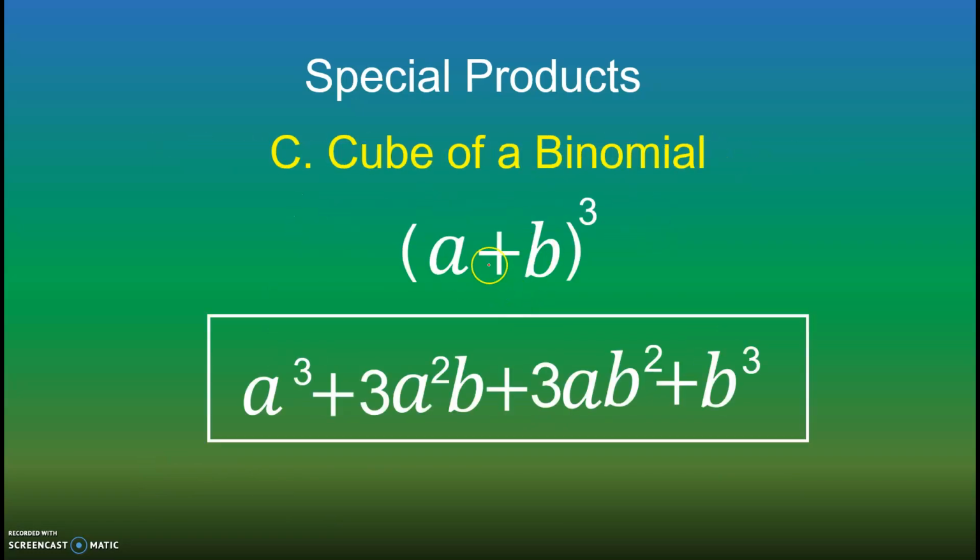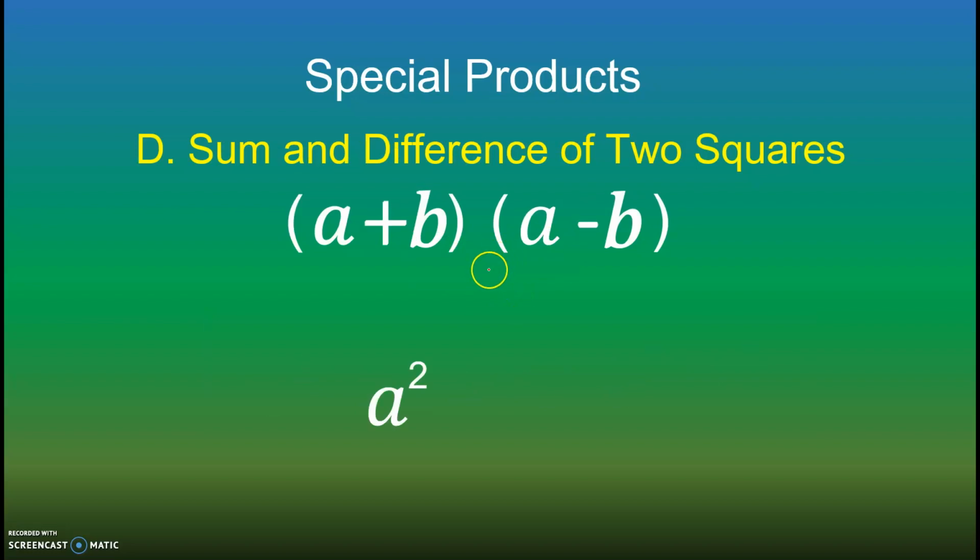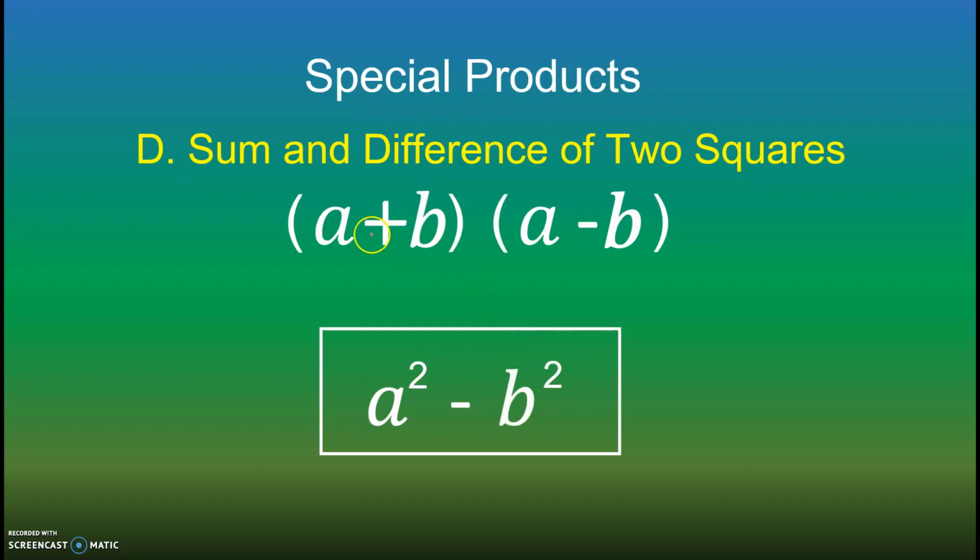So, and also this one, there are times na minus yan. So, this one, sum and difference of two squares. So, a plus b, a minus b. So, basically, you're just going to apply this method. So, pag same yung first term, same yung last term, pero yung sign lang yung nag-differ nila, so you're just going to use this pattern. So square, a times a, a square, b times b, b square. So a square minus b square.